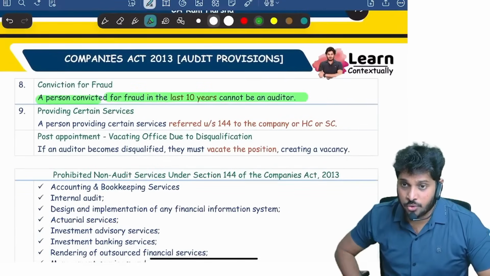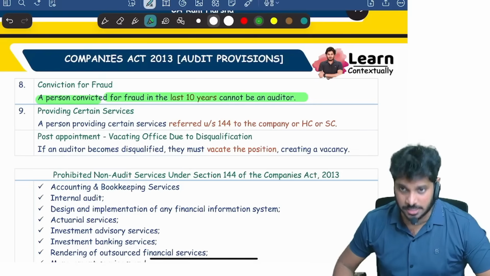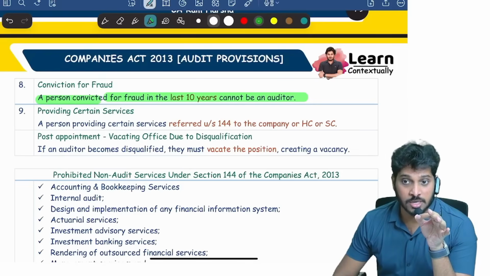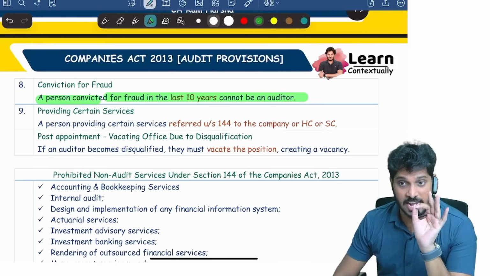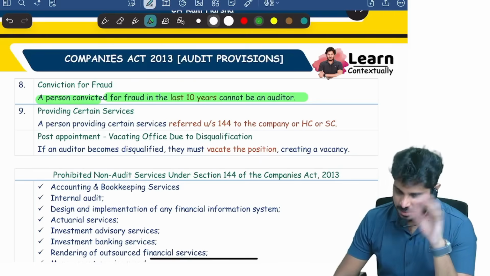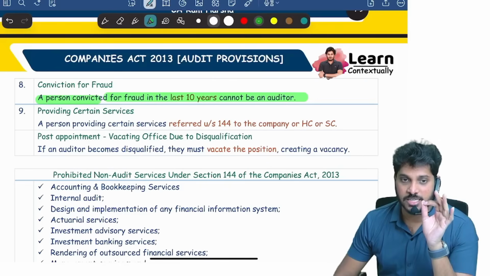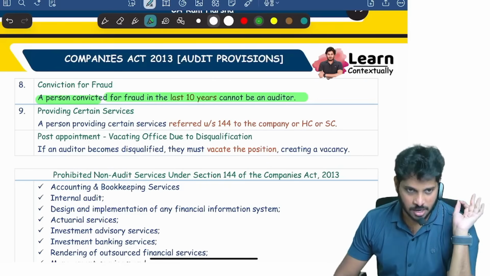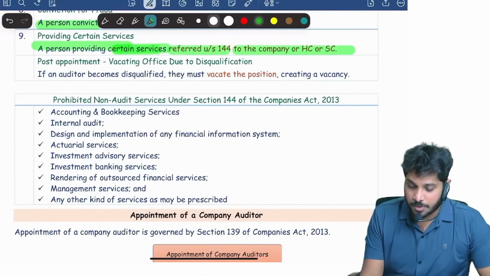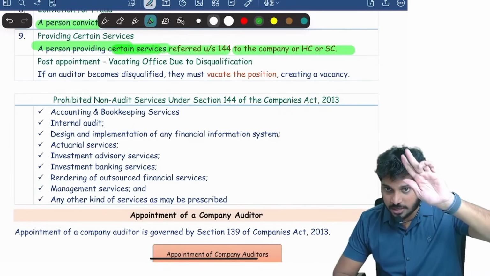A person who has been convicted of fraud in the last 10 years. A person who has been convicted of fraud by a court, yes or no, and 10 years have not elapsed therefrom. That's the actual rule, the actual provision. If at all you are convicted of fraud, you cannot be appointed as an auditor. And further, a person providing certain services referred under 144 to the company, holding company, or subsidiary company.